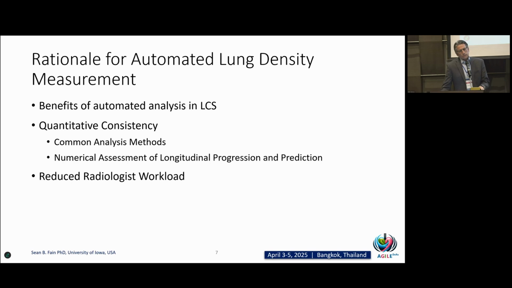All of those papers that I just presented to you are using a visual assessment of emphysema. So what's the rationale for an automated lung density assessment? Quantitative consistency is the primary idea. And I think the principal benefit of this would be numerical assessment of longitudinal progression so that we could incorporate the increase in emphysema along with the progression of lung cancer over time, and potentially reduced radiologist workload, although that's a complicated issue.